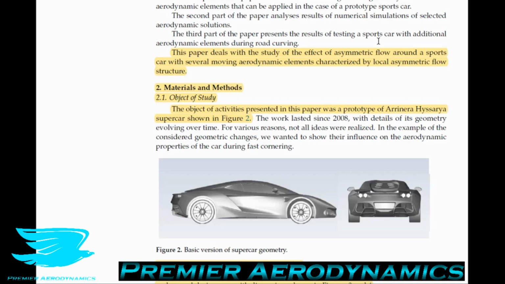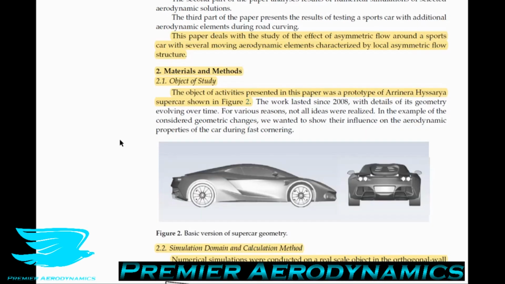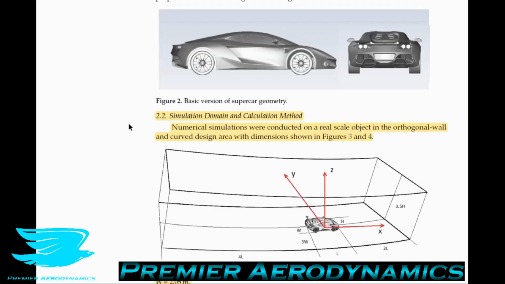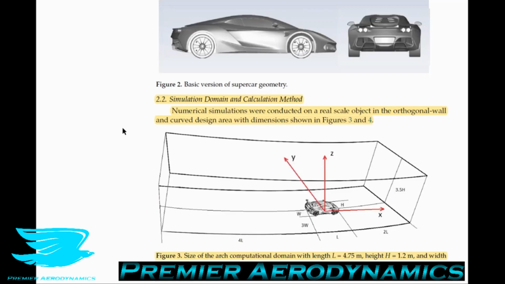So let's move on to the materials and methods and the objective of the study. The objective of the activities presented in this paper was a prototype of an Arinera Hisari supercar. I haven't really heard of this one before, but it looks very supercar-like. It looks kind of like a Ferrari 458/Lamborghini Gallardo, something like a cross between those two. So it's very supercar looking. The simulation domain and calculation method is very interesting.